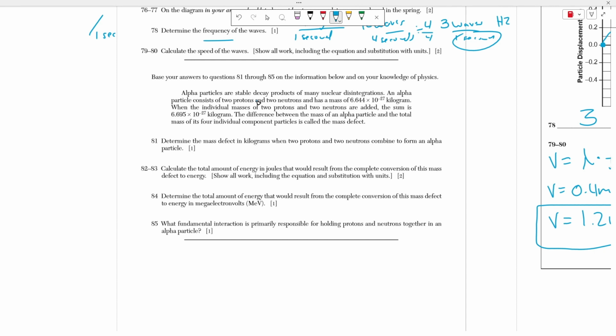So what this problem is saying is that an alpha particle, let's just say that's a big A right here, normally has this mass right here, right?